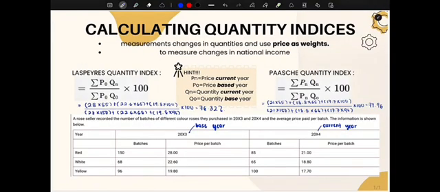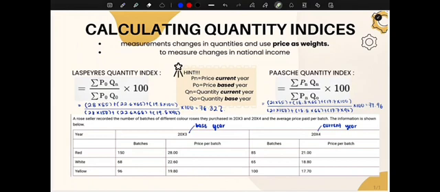This is how you're going to calculate it. This one is for the Laspeyres quantity index. You're going to take the price base year, which is 28, and multiply it with quantity current year, so 28 multiplied by 85 here, and you do the same thing for all the colors. For the bottom, you take the price base year and multiply it with the quantity base year. Just do the same thing and add them up, after that divide and multiply by 100, and you're going to get 76.32. Okay, so that's for Laspeyres.